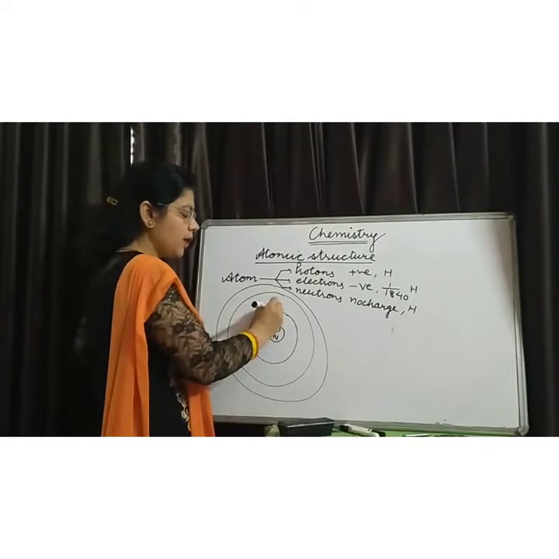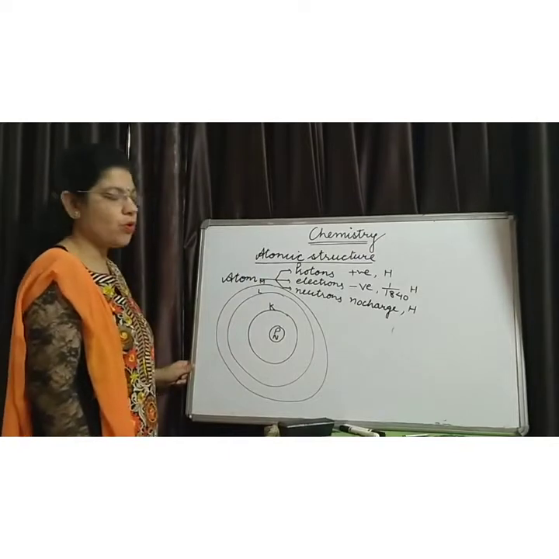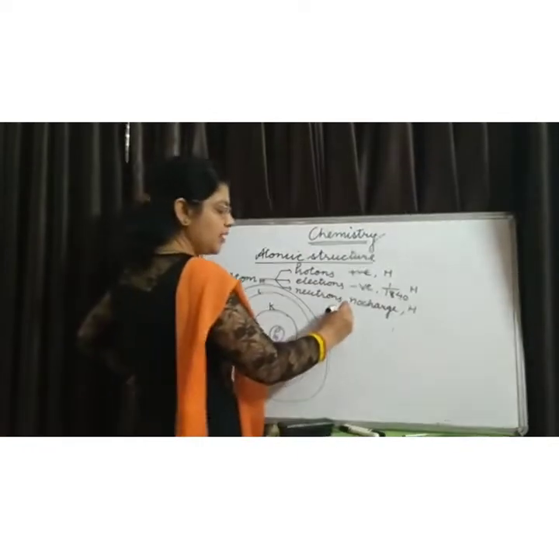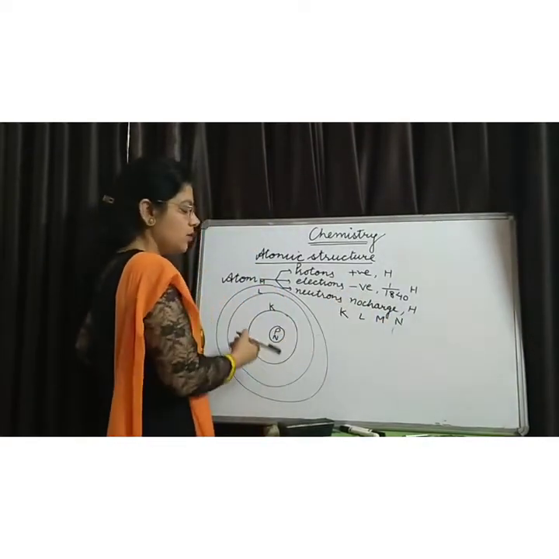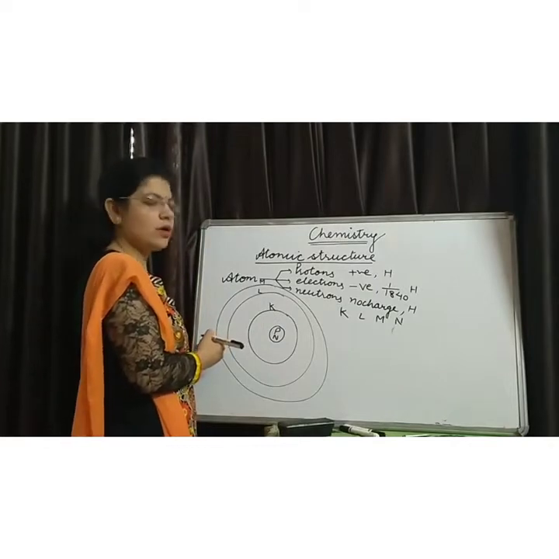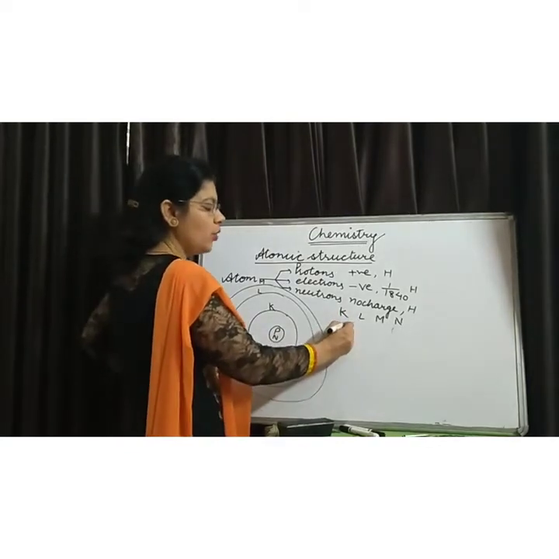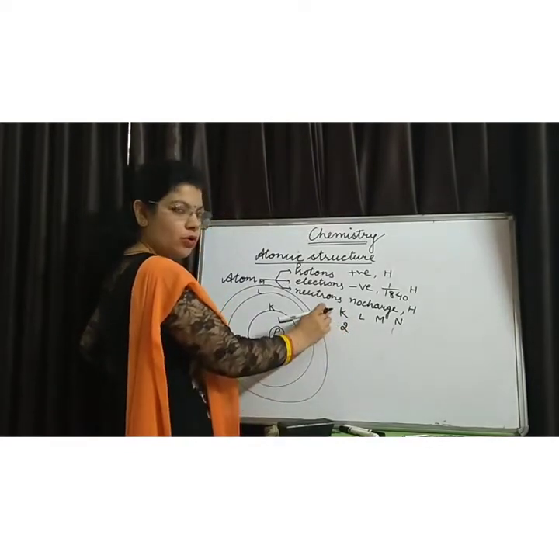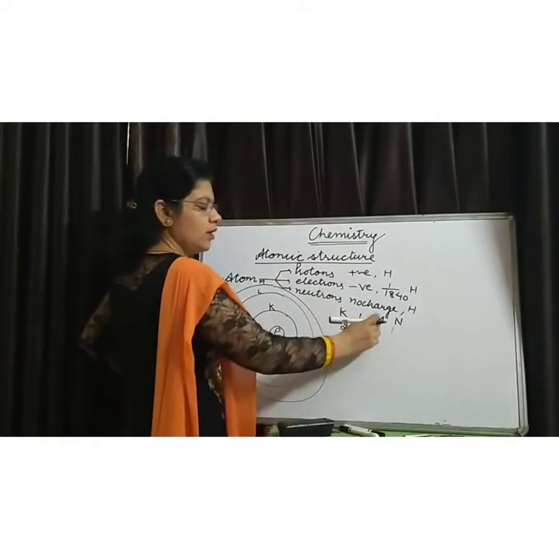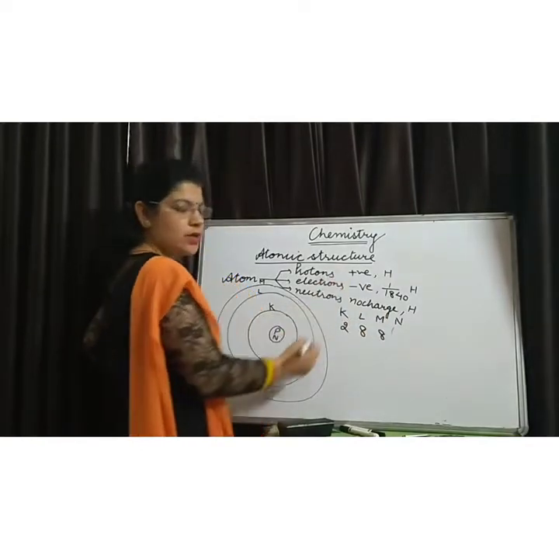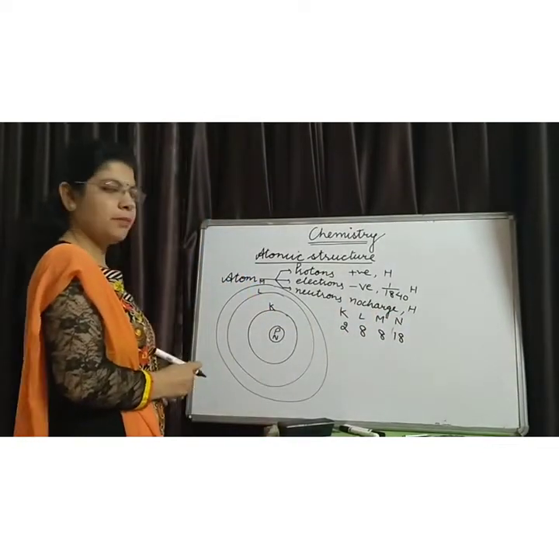They are named as K shell, L shell, M shell according to Bohr's model of the atom. In K shell, L shell, M shell, N shell and so on, the capacity for electrons is different. For example, in K shell, only 2 electrons can be occupied. In L shell, 8 electrons. In M shell, also 8 electrons can be present. And in N shell, 18 electrons can be present.